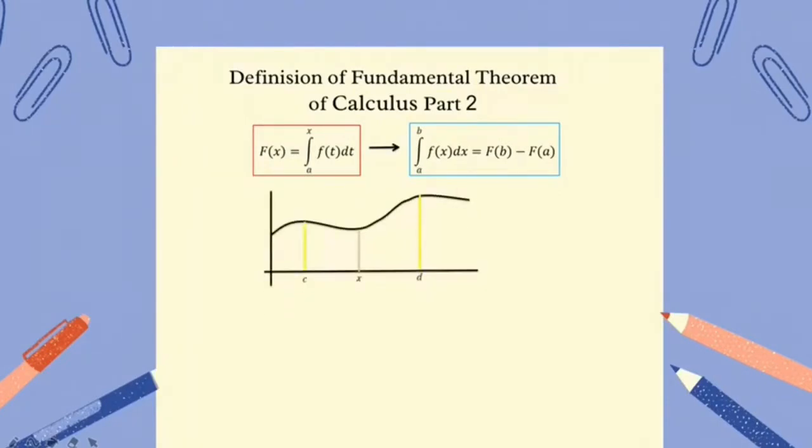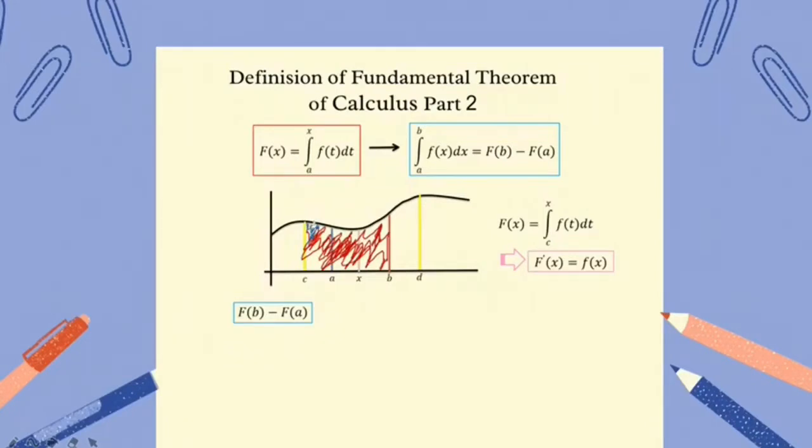So first we have the graph here. We know that capital F(x) is equal to the definite integral from c to x of f(t) dt, and we know that capital F prime of x equals f(x). How can the antiderivative of b minus the antiderivative of a be explained? Let's say we have a between c and x here, and we have b between x and d here. So to find the area under the curve for b, it is between c and d, right? And then to find the area under the curve for a, it is between c and a.